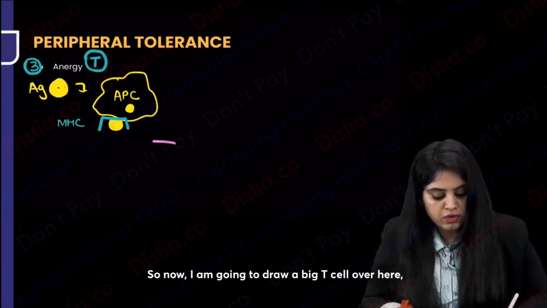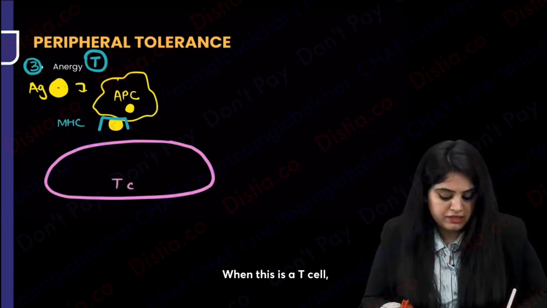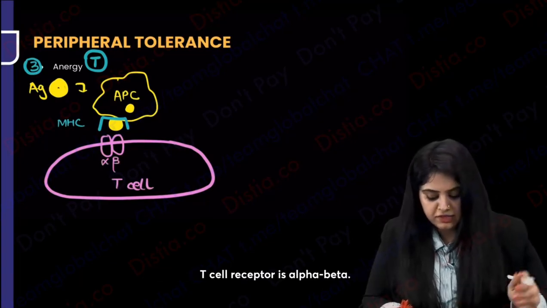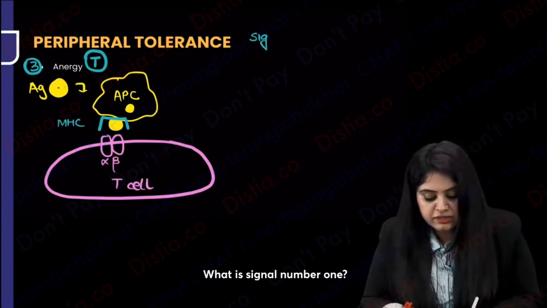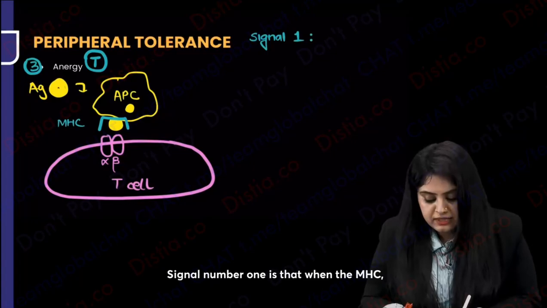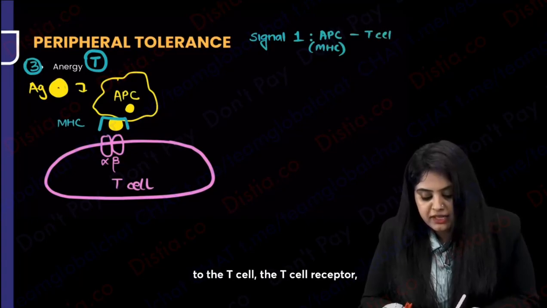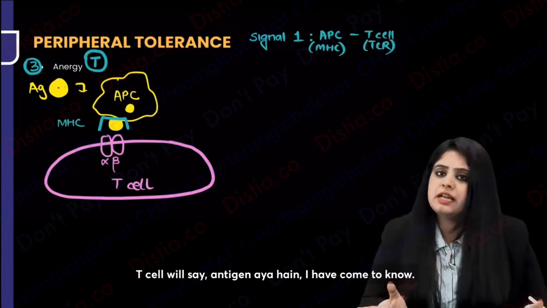So now I'm going to draw a big T cell over here, because now we have to study a lot of things. When this is a T cell, which is the receptor of the T cell which receives everything? Did we study the T cell receptor is alpha beta? Yes, the T cell receptor is alpha beta. So what did I say? Signal number one. What is signal number one? Signal number one is that when the antigen presenting cell and its MHC give the antigens to the T cell receptor, that is the first signal. The T cell will say, oh, antigen, I have come to know.